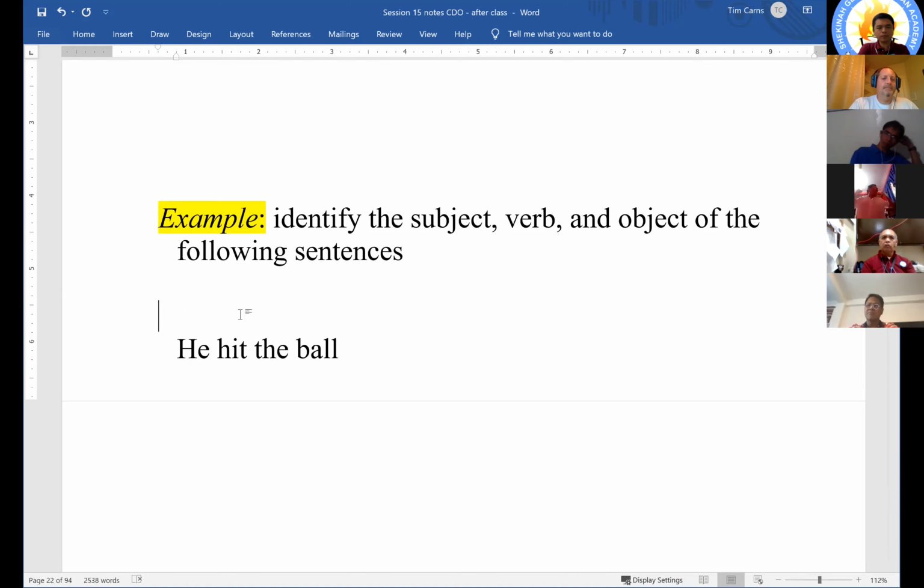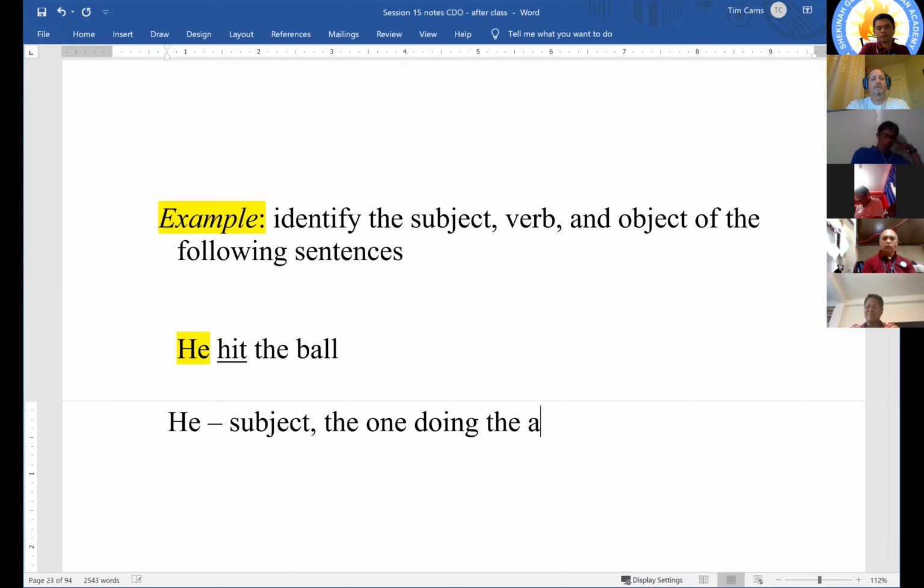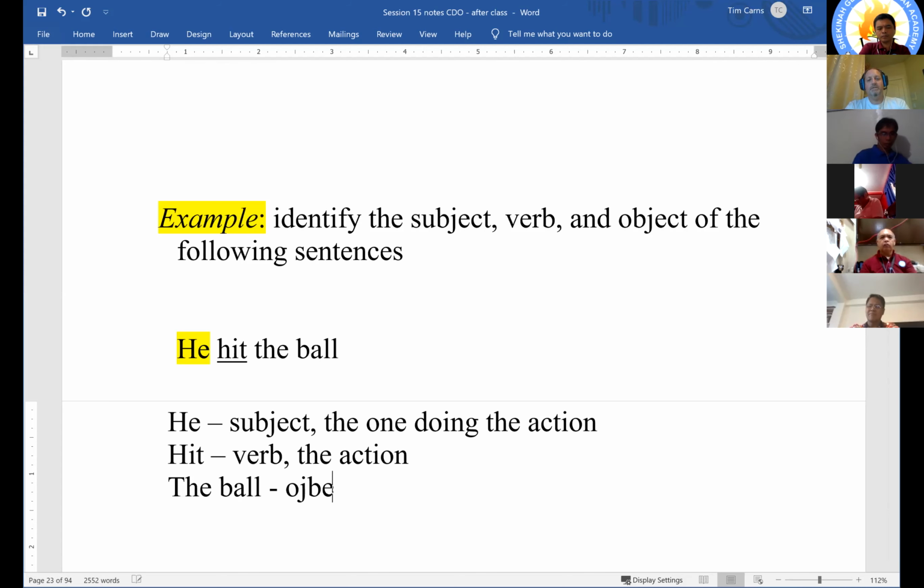Subject is he, the verb is hit. Okay, good. What's the object? Object is ball. Yeah, there you go. Again, simple sentence, but he is the subject, and the subject is the one doing the action. Hit is the verb, that is the action. And in this case, the ball is called the object. It's the object or the recipient of the action. Okay?